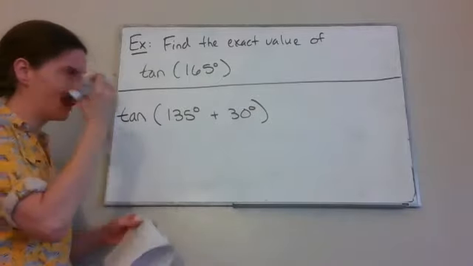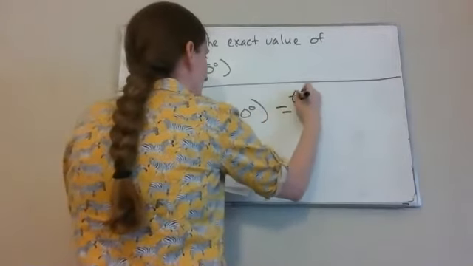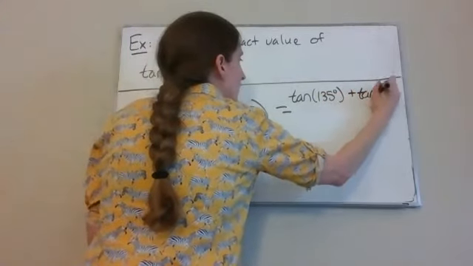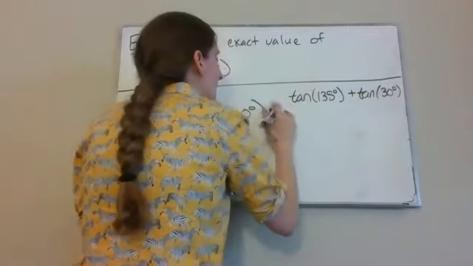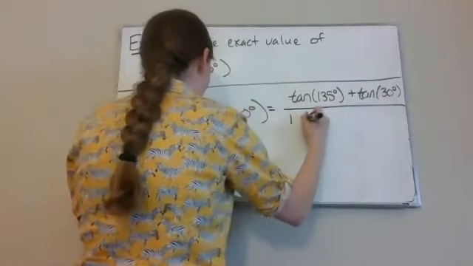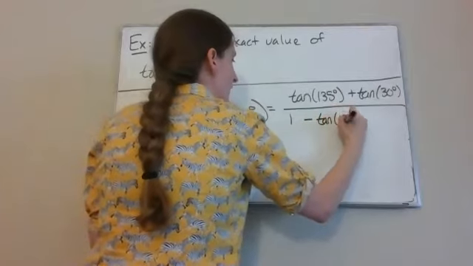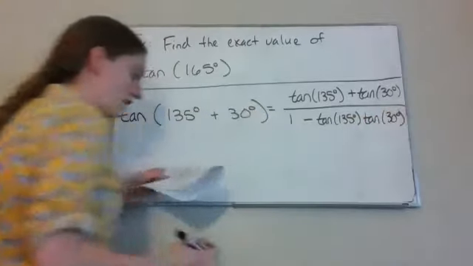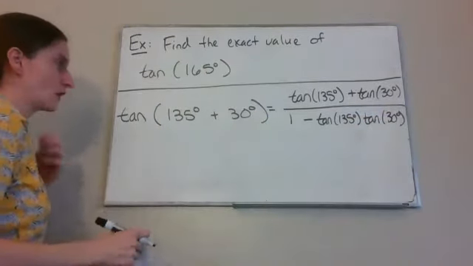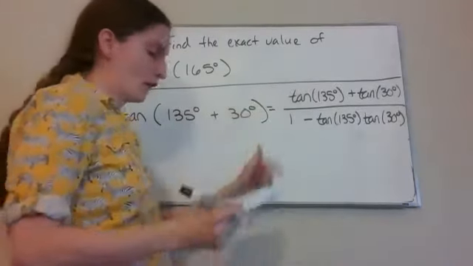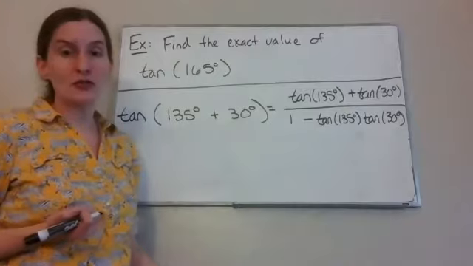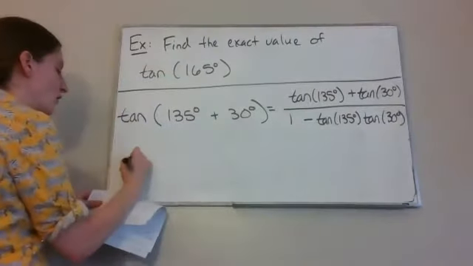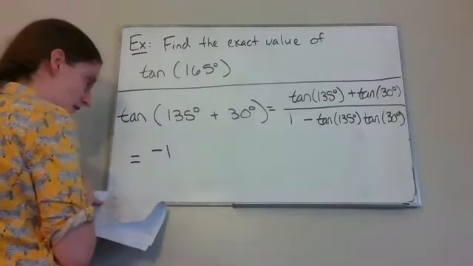So now using my sum or difference formula, I get this is equal to tangent of 135 degrees plus tangent of 30 degrees divided by 1 minus tangent of 135 degrees times tangent of 30 degrees. And now I just have to use information from my unit circle. So at 135 degrees, my sine is square root of 2 over 2, and my cosine is negative square root of 2 over 2. So tangent, which is sine over cosine, would simplify to negative 1.